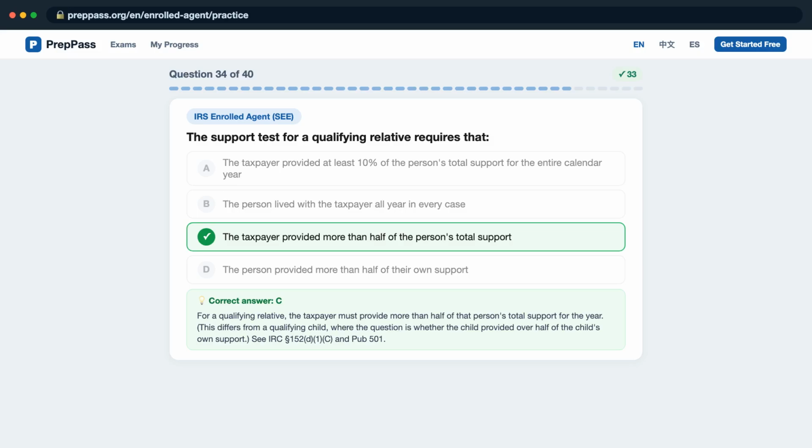The correct answer is C. For a qualifying relative, the taxpayer must provide more than half of that person's total support for the year. This differs from a qualifying child, where the question is whether the child provided over half of the child's own support. See IRC Section 152(d)(1)(C), and Pub 501.